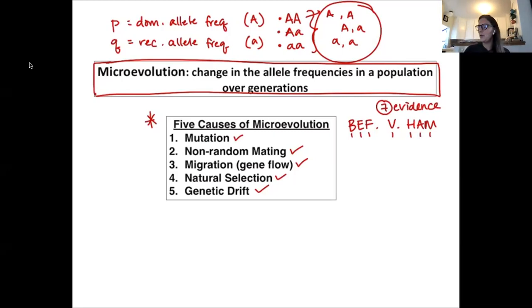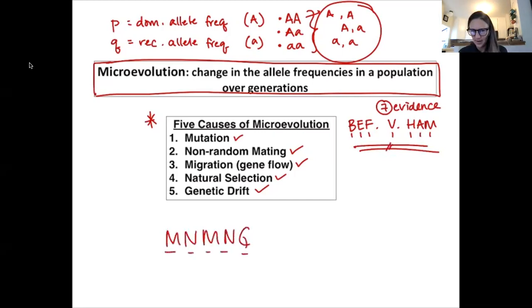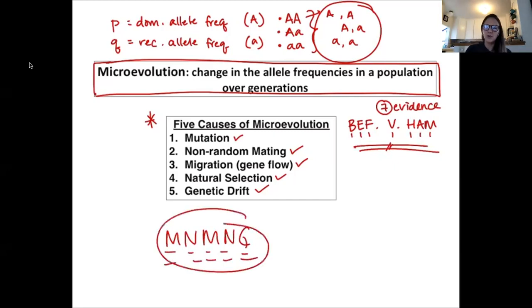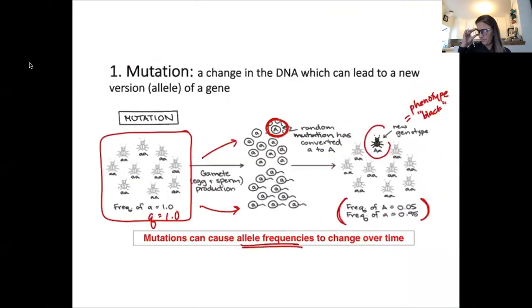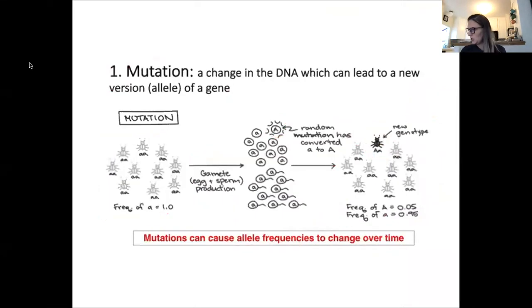I don't have an awesome beefy ham situation for you guys, but what I do have is MNMMG. NMNMG. If you guys come up with a great acronym for this, please let me know. So these are going to be the causes of allele frequency changes in a population.